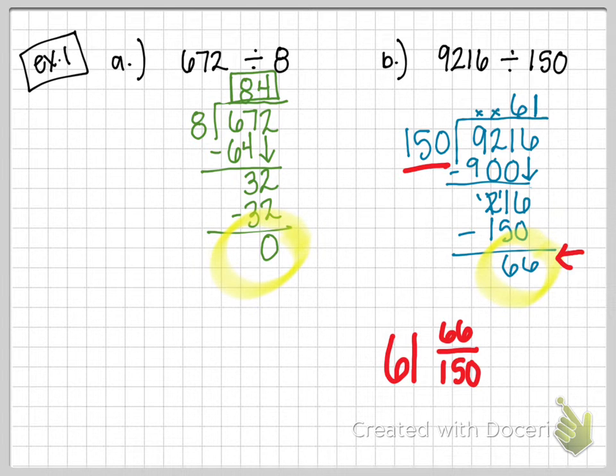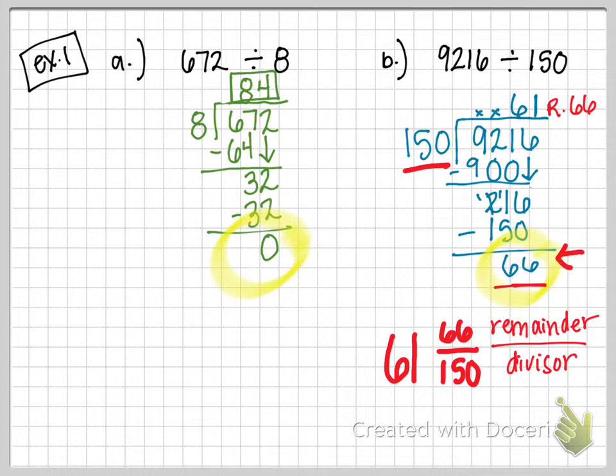We don't just write, you may have done this in the past where you would just say R, right? You'd say 61, remainder 66. So this might be the new thing that we're learning today that maybe you haven't seen before, is writing the remainder. So whatever you have left after you've brought all the numbers down, you write the remainder over the divisor, as a fraction, rather than just saying R.